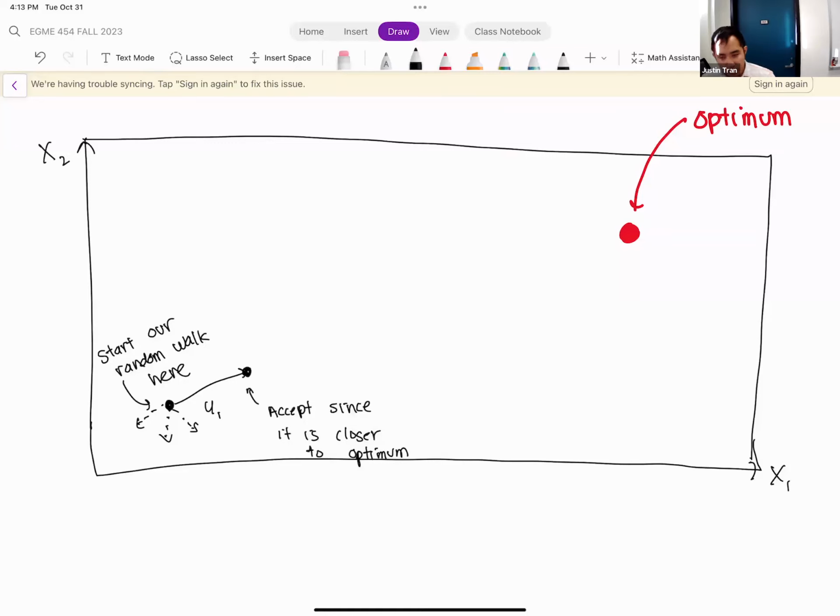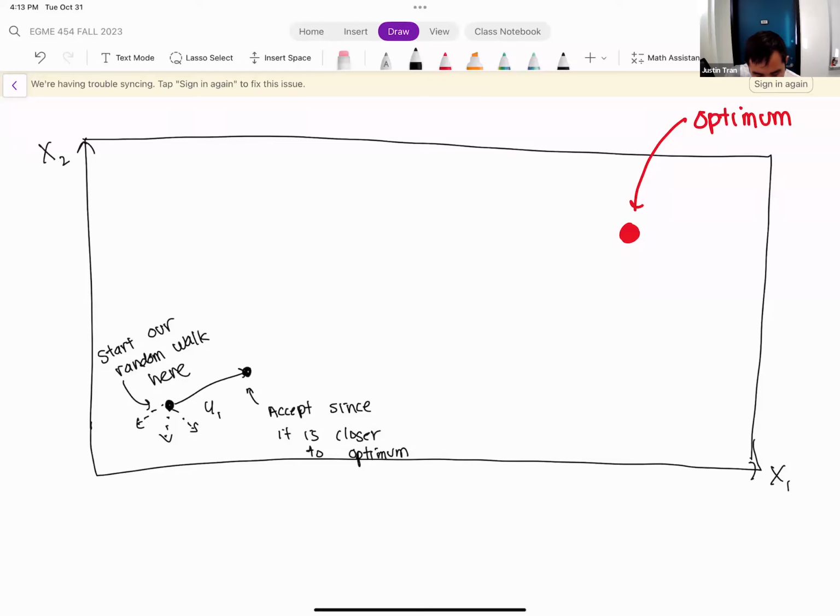So that's a step in the right direction. We were lucky in this case that we randomly chose a direction that led to an improvement. And so we were able to improve our objective function. So that's the first iteration. That's good. So let's take another step.